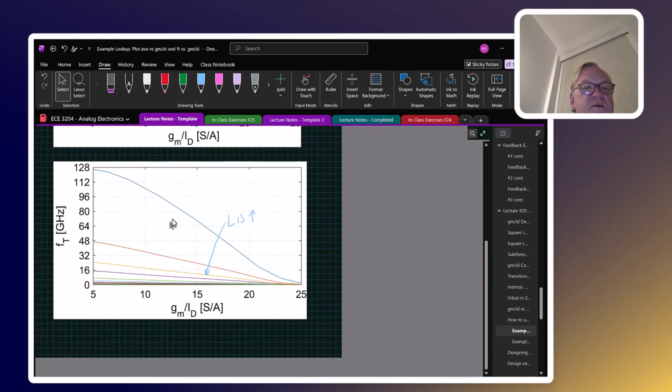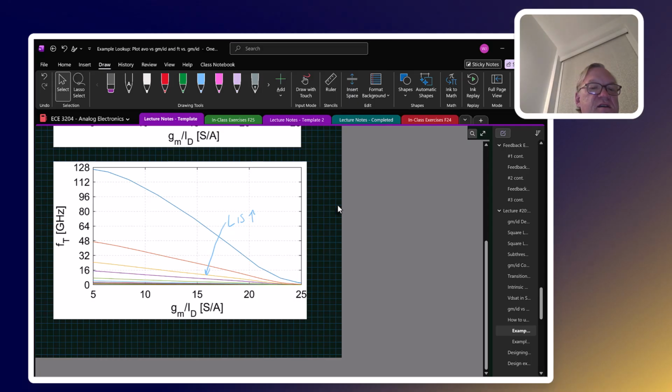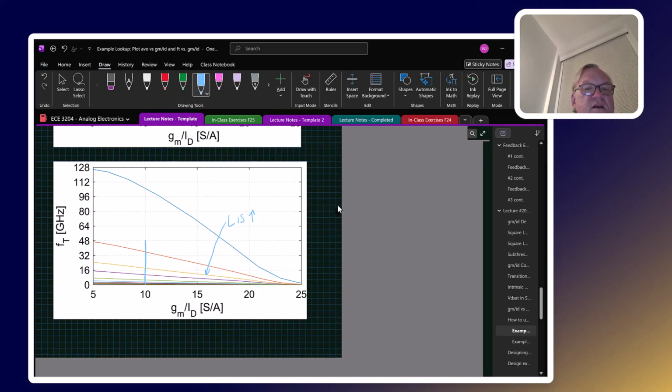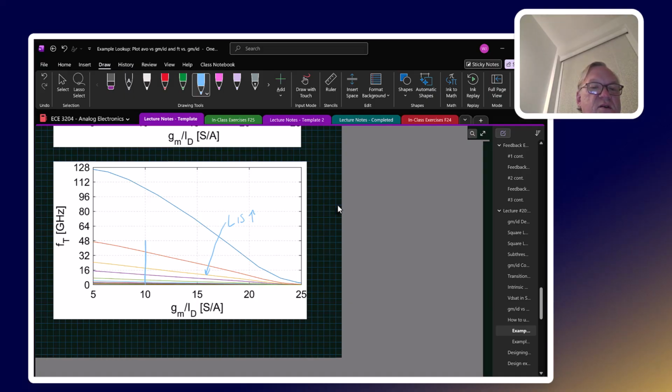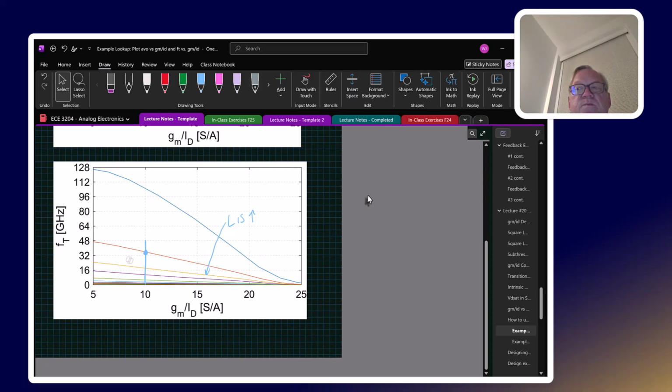Now similarly, we might have a speed or a bandwidth requirement. So here I have fT plotted as a function of gm/ID. So again, we're looking at this gm/ID curve. And so we might have a speed requirement that says we need to be faster than 20 gigahertz. And that would set the value of L that we would choose. So we might indeed choose this L, which I think is something like 100 nanometers.